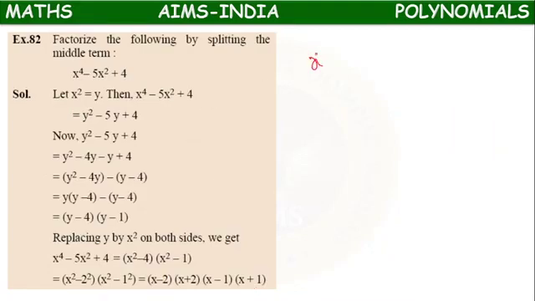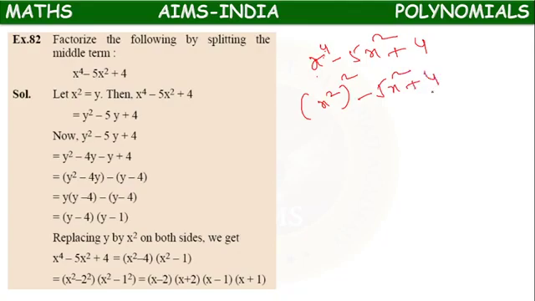Now factorize x power 4 minus 5x square plus 4. We have to factorize this. It is not in the form of x square plus bx plus c. x power 4 is there. What can we do? We can take it as x square whole square minus 5x square plus 4.